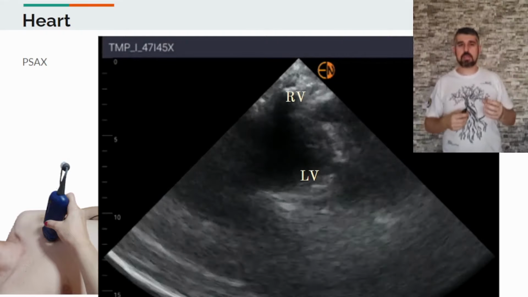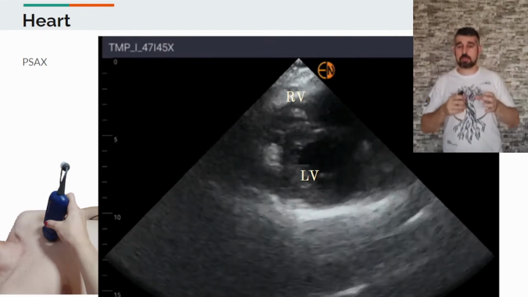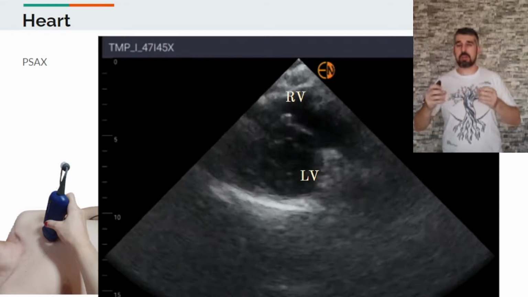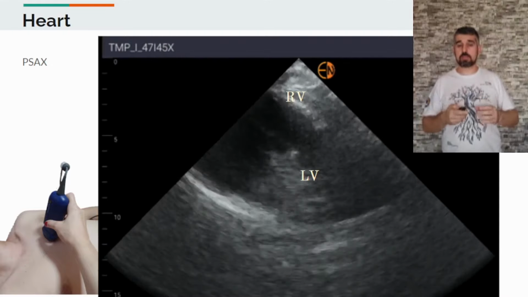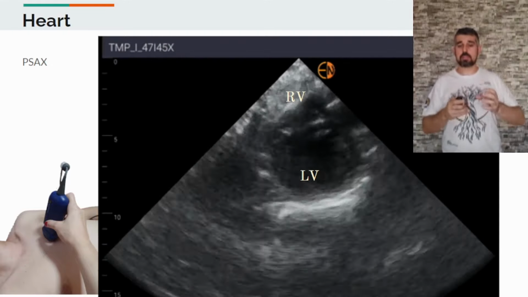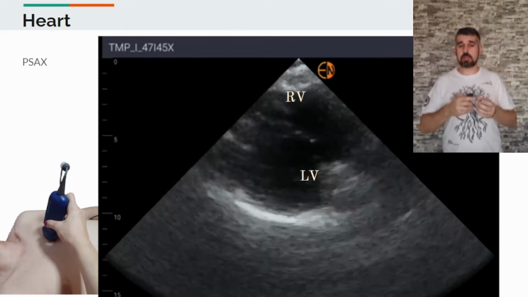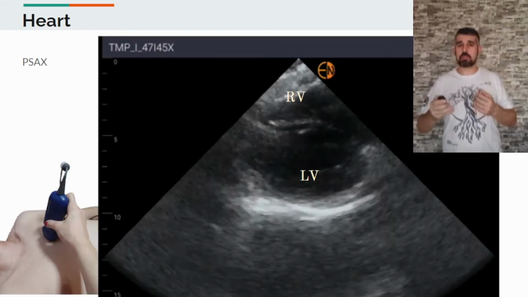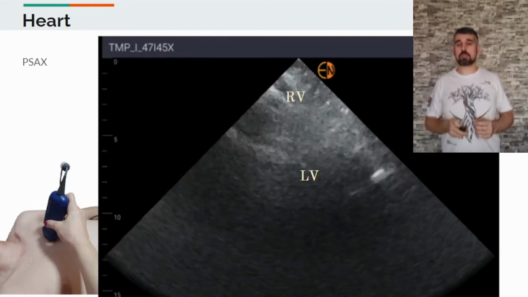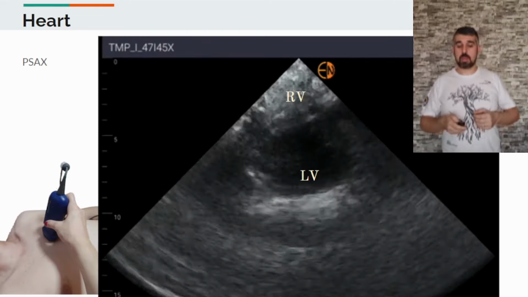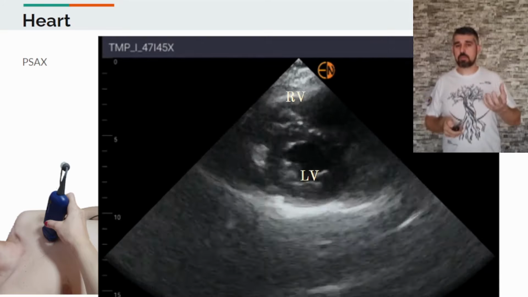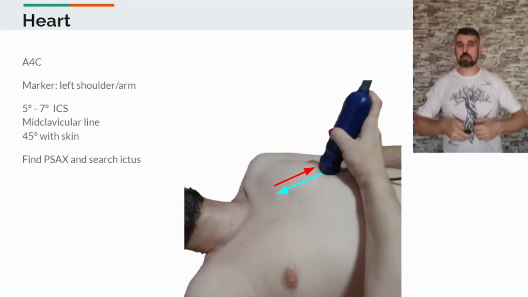I can see very well the mitral valve, the papillary muscles. So this is also a good view to see how my left ventricle is contracting, and that is a good view to see if my right ventricle is bigger than my left. So this is a very good view too. And also this view will help us getting our next view. That's the apical 4-chamber view.